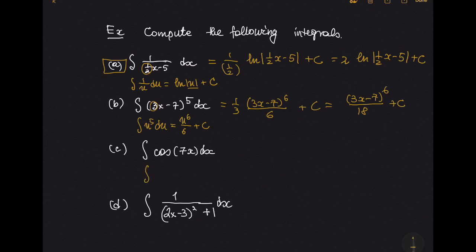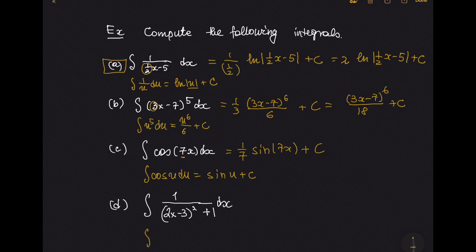Now, let us look at this example C. So we have an integral of cosine u du. That would be sine u plus a constant. However, we have cosine of 7x. So we're going to have 1 over 7 sine of 7x plus a constant. This was very quick, wasn't it?